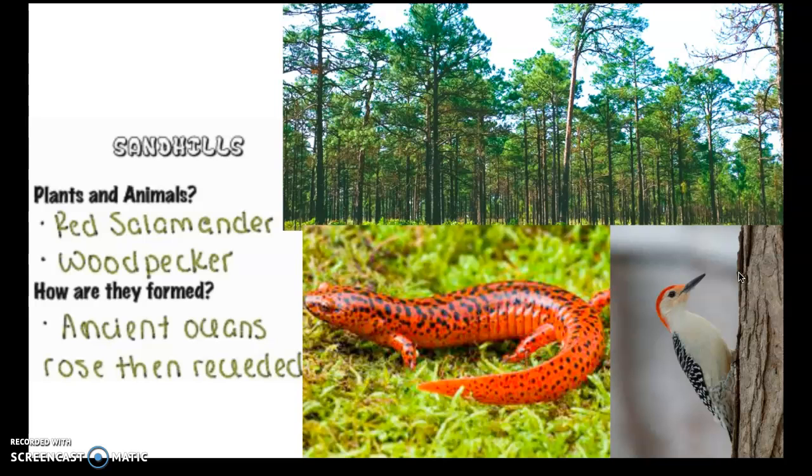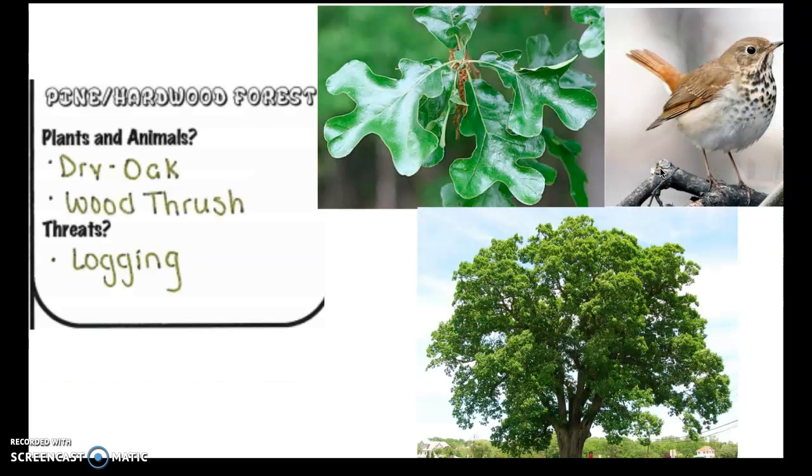Get it? Sand hills. It's hills made out of sand. Our pine and our hardwood forest. So the forests that you see generally outside of your house are called softwood forests because they are mostly longleaf pines or loblolly pines. But these hardwoods are like our oak trees.